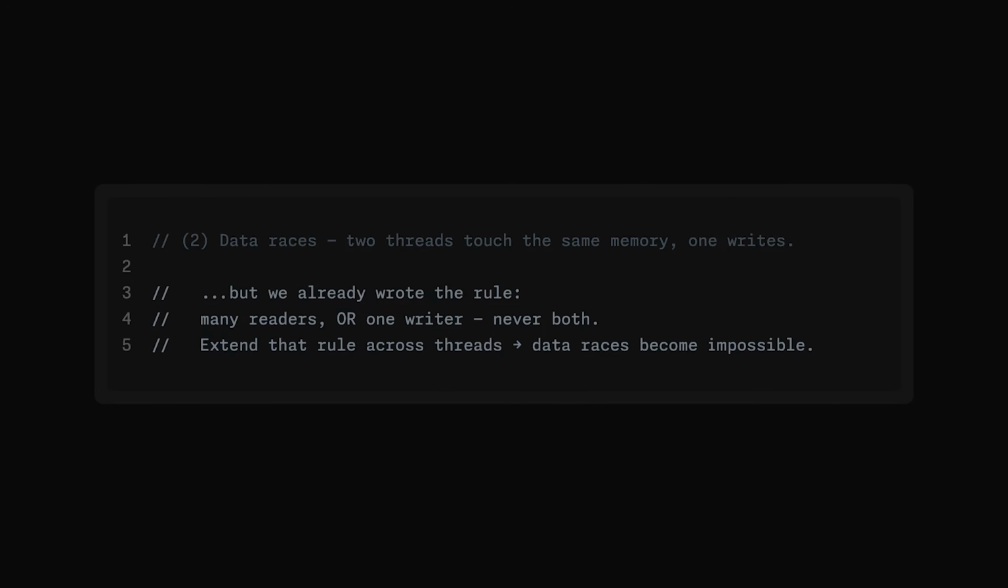Fortunately, for the language we're designing here, we don't actually have to do anything extra to prevent data races. The borrowing rule we introduced in problem 2 already forbids that pattern. The rule enforces many readers or one writer, never both. So if we extend that rule across threads, data races become impossible. And that makes concurrency in our language safe. In fact, we can even call it fearless concurrency. The final problem, problem 3, is now solved.